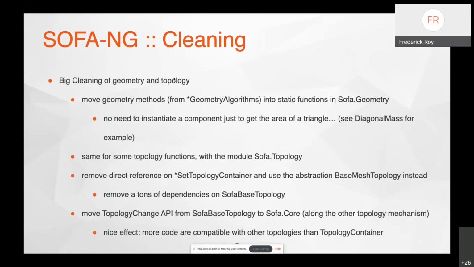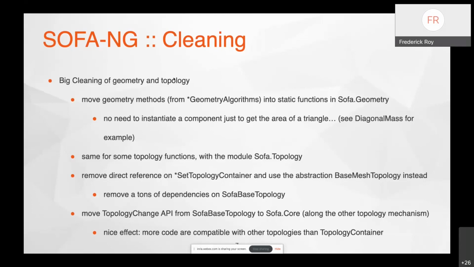What I've done for the diagonal mass and so on: in the future, if a component wants a topology, for now it's base mesh topology. I guess you are interested in the Cigogne topologies, I suppose. I guess this is not inheriting from base mesh topology because it's not a mesh topology. But I guess in the future it will be much easier to swap between different types.